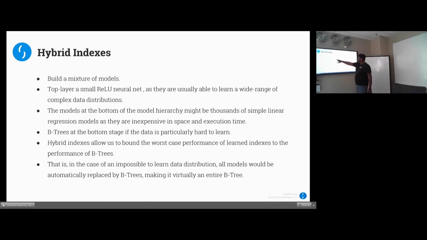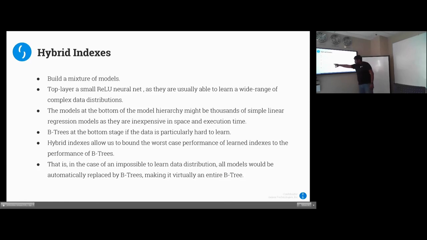The way it works is the top layer would be a small neural net, but it would be able to learn a wide range of complex data distributions. The models at the bottom of the model hierarchy would be simple models. It may not even be a neural network. It can be a linear regression model, y equals mx plus b, where the value of m is what you learn. That's fairly easy to compute compared to a neural network, so it's going to be faster in execution time. You can just make a call.